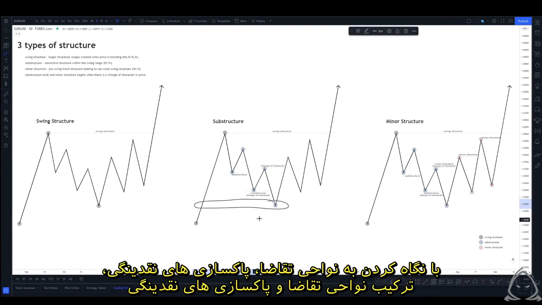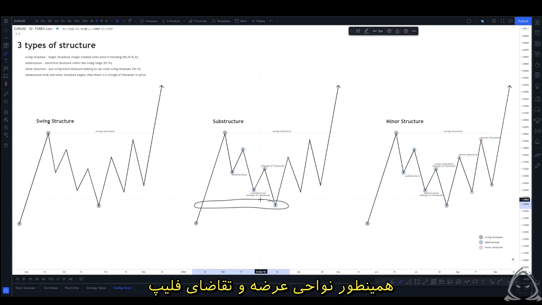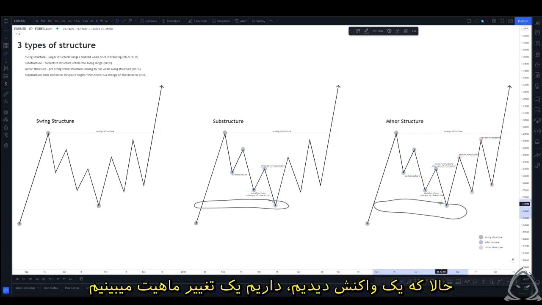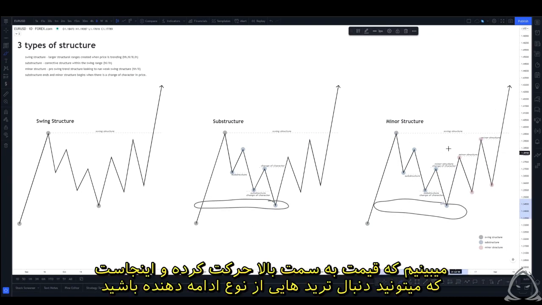So again, like I said with substructure, we can use that to gauge where a higher low is going to form by looking for demand zones, sweeps of liquidity, the combination of demand zones and sweeps of liquidity, as well as supply and demand flip zones. And then we can take that a step further with the minor structures. Now that we've seen a reaction point, we're starting to see a change of character. We can start to look at price moving to the upside. And this is where we can start to look at continuation type trades.